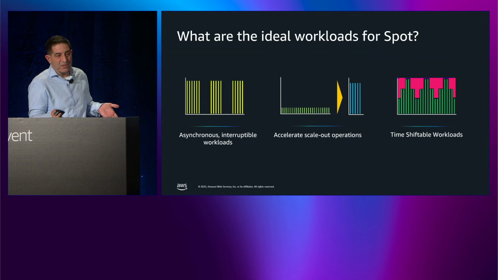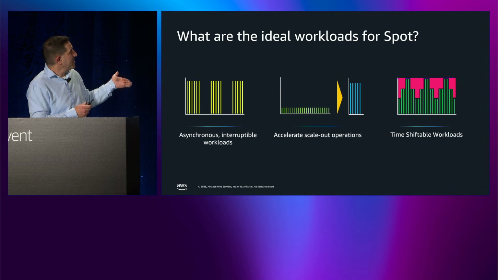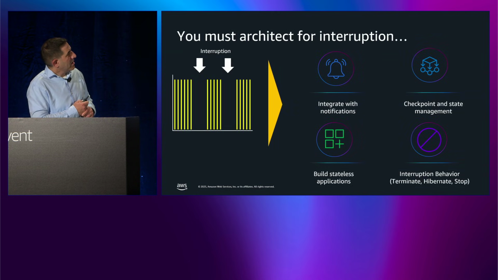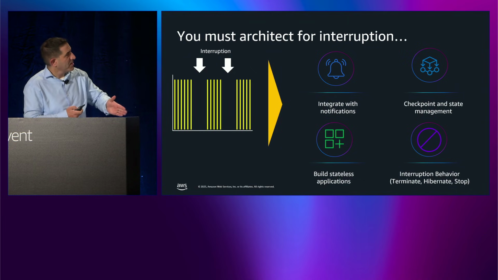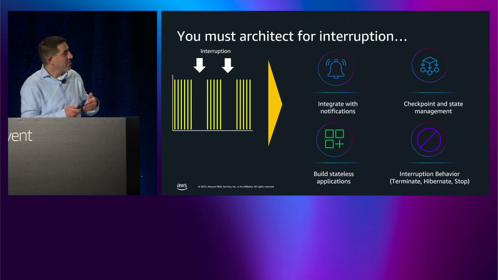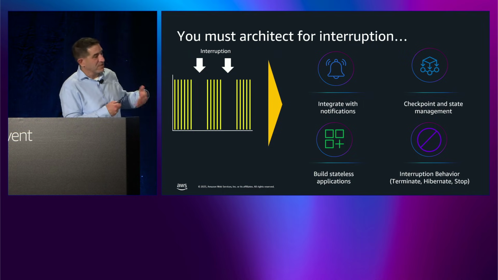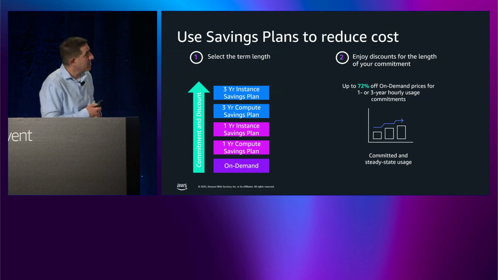What workloads are great for spot? Asynchronous interruptible workloads, accelerated scale-out operations, and time-shiftable workloads are all great use cases for spot. You can use it to integrate with notifications to checkpoint and use state management for your work. You can build stateless applications, and you can understand the interruption behavior for a particular spot instance to make sure that you're architecting to use them correctly.